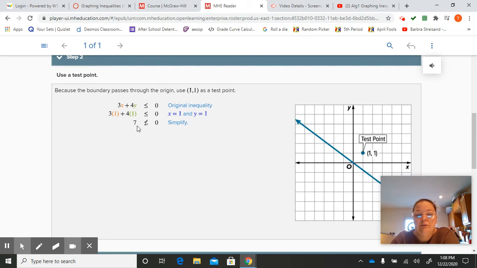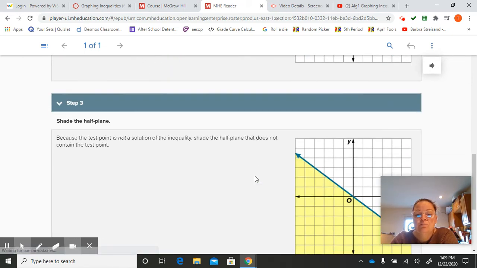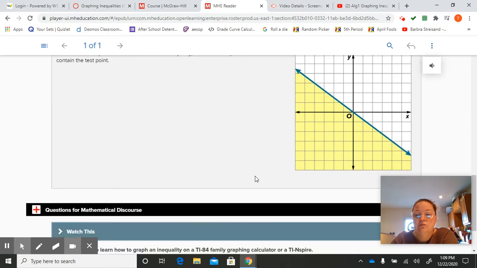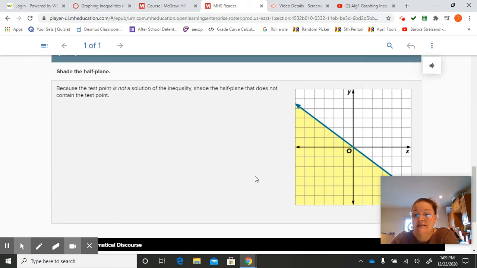When we plug in 1, 1, we get 7 less than or equal to 0. That is not a true statement. So everything above does not work. So we're not going to shade above. We're going to, in fact, shade below, just as I stated earlier, because it is less than or equal to.